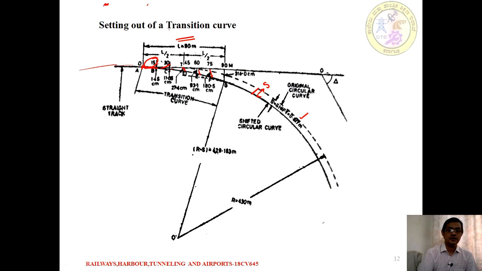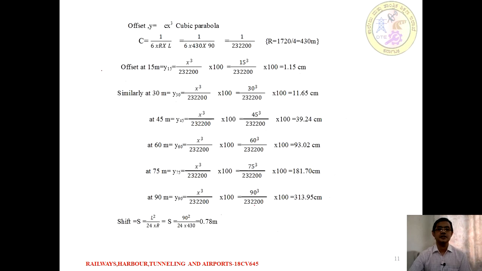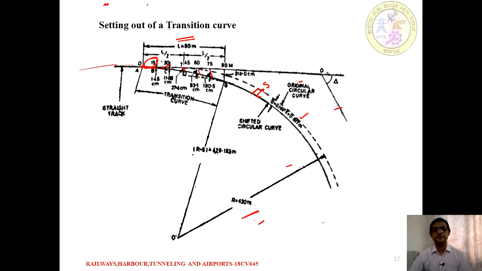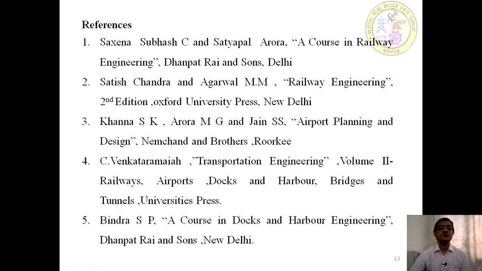So likewise we are going to provide offset points for the given condition, and for this we have a radius of 430 meters, as the degree of curve is, I think, 4 degree. So this is how setting out of a transition curve is taken care of from the given set of conditions. With this note we are going to end the session.